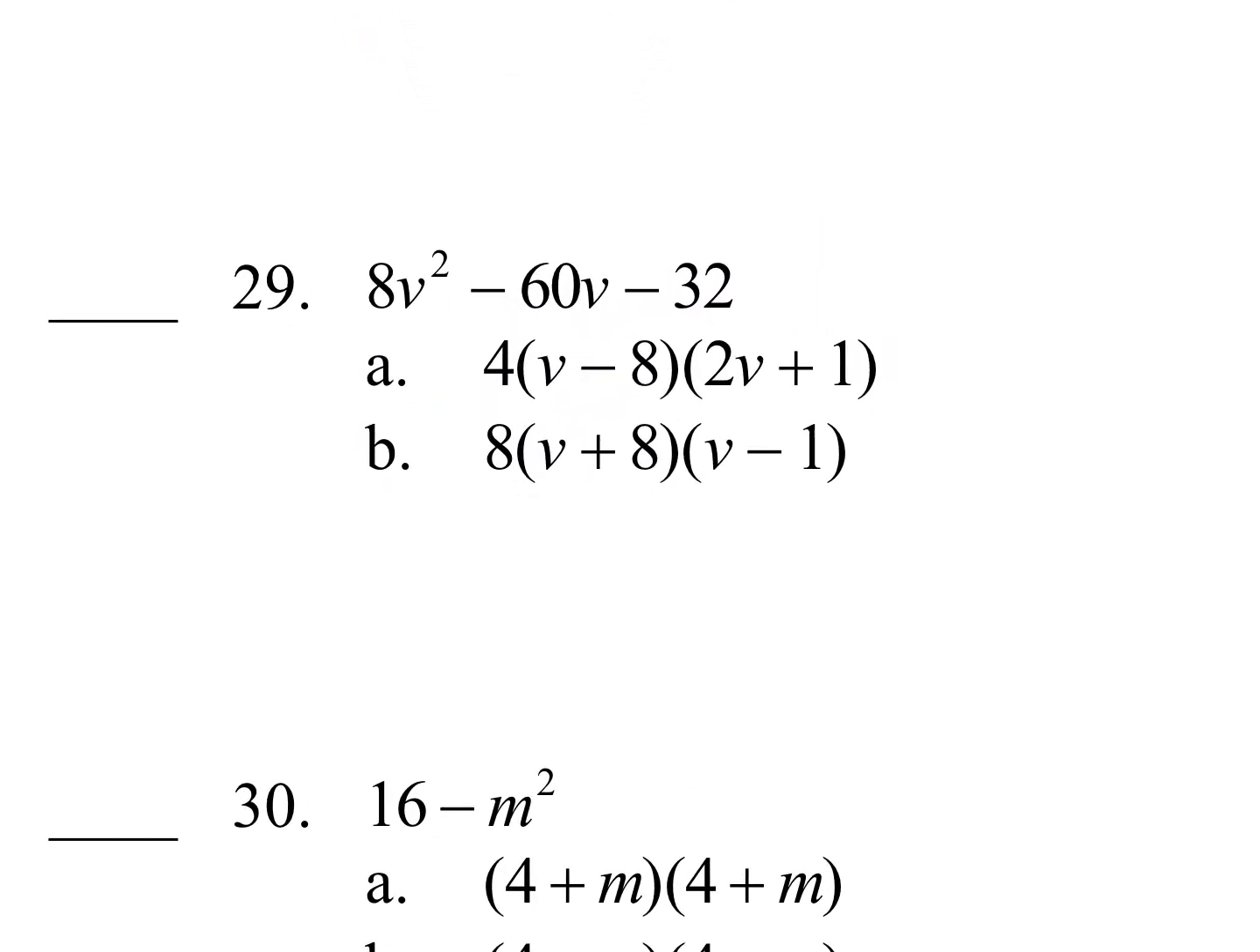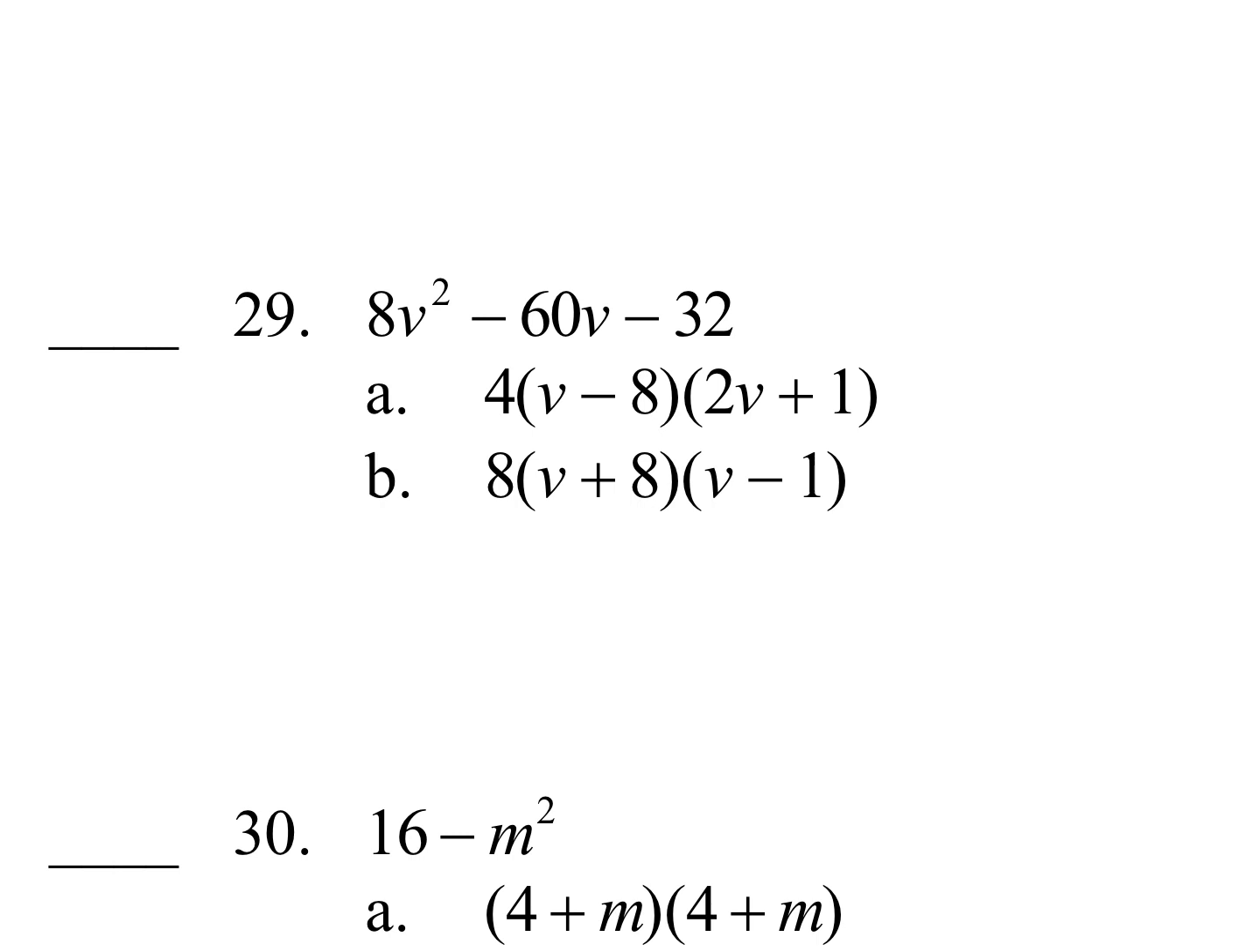What would we do first for 29? Perfect. Divide everything. Well, is 60 divisible by 8? What else could we divide everything by? 4. My GCF would be 4. Just make sure if you are taking out a GCF that it goes into all 3 numbers. So take out the GCF first here.